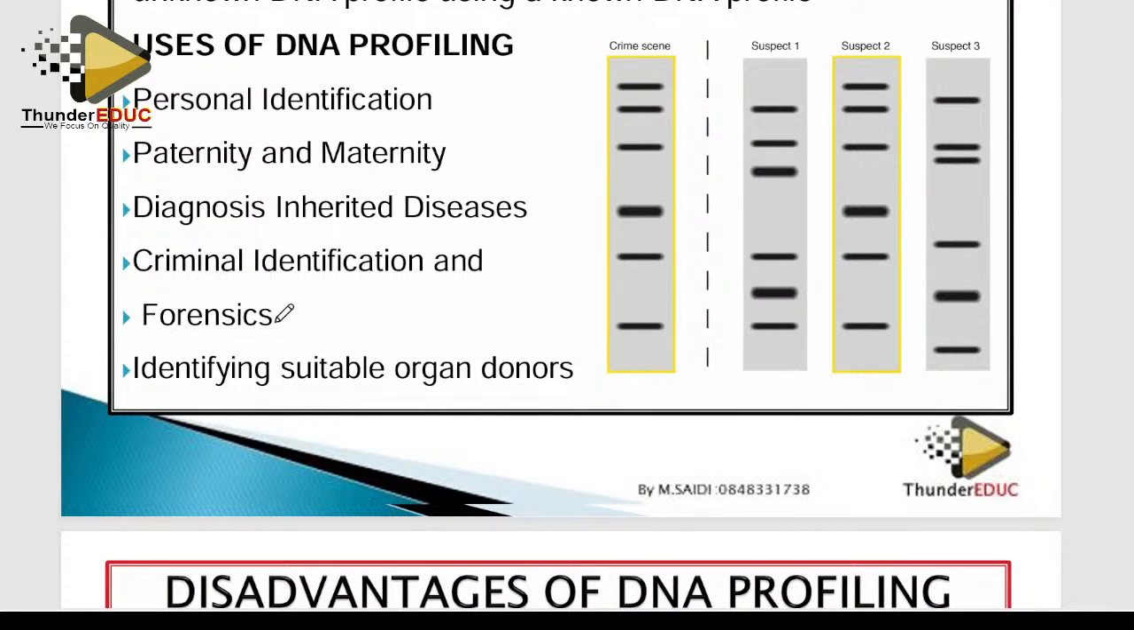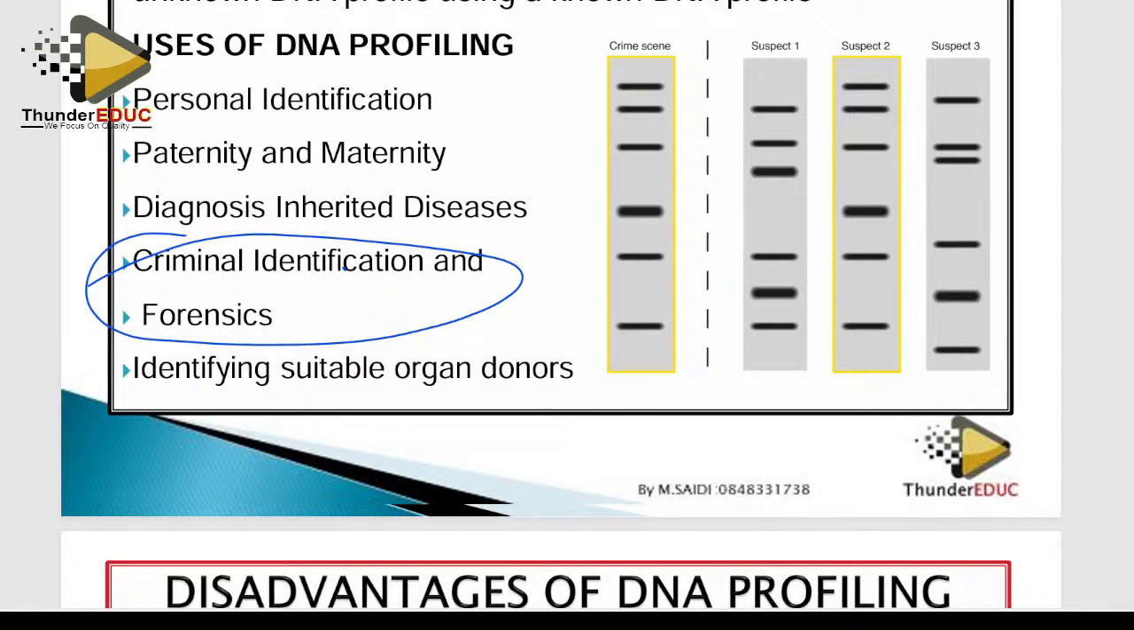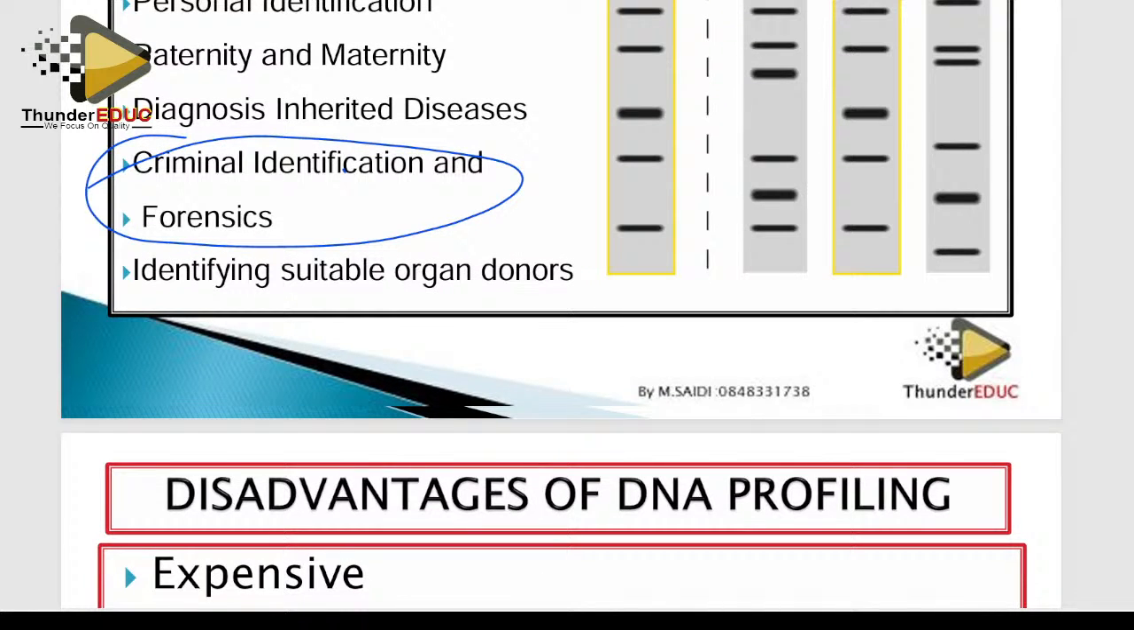We can use it to identify criminals. You understand? So this one is 1 point. If you say criminal identification, yes. Diagnosis of inherited disorder. You understand? So you give those answers. Then we go to the next question.